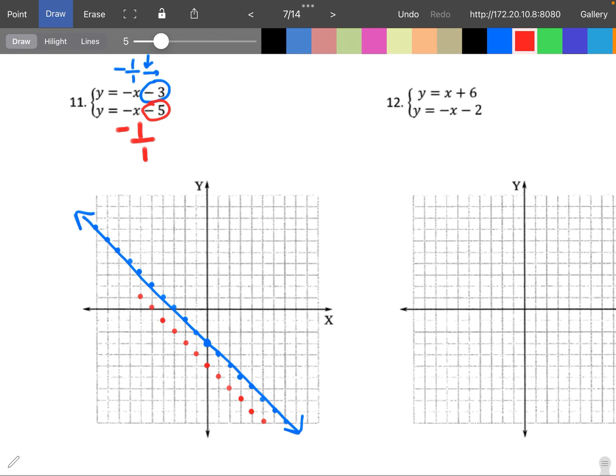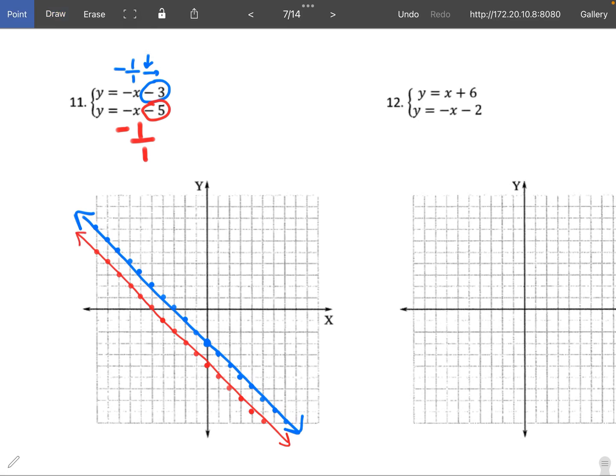Or up 1 and left 1. The line should be going down when you look at it. If there's a negative slope, the line should be going down. Remember, we read lines the way we read books, from left to right. So as I'm looking at this direction, these lines are going down, which they should because they have negatives.